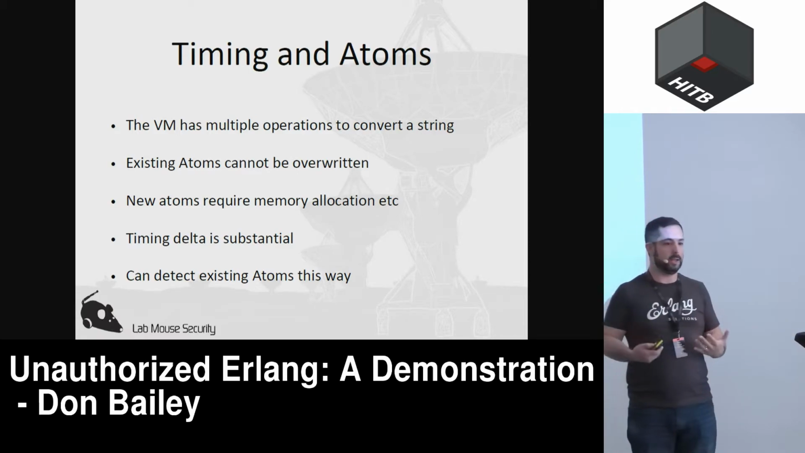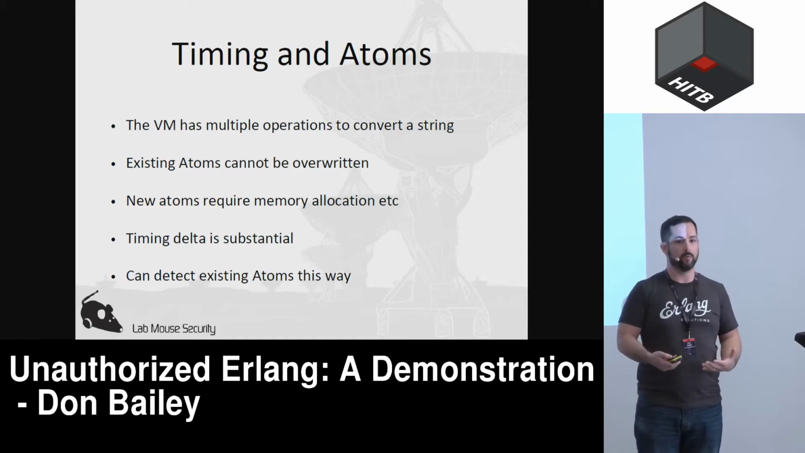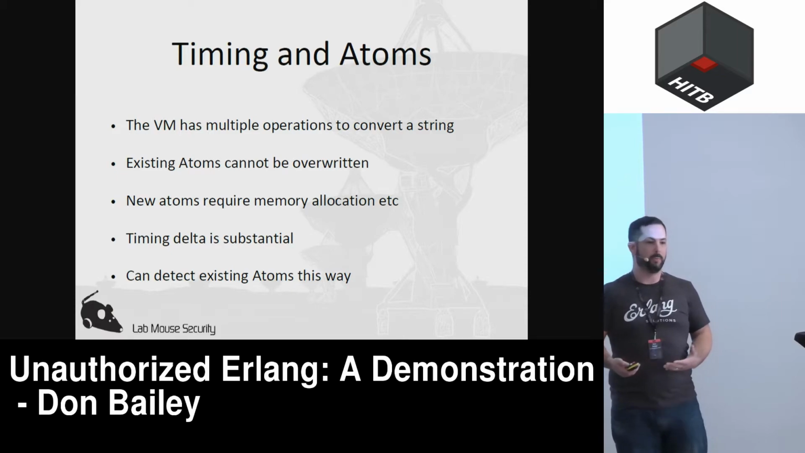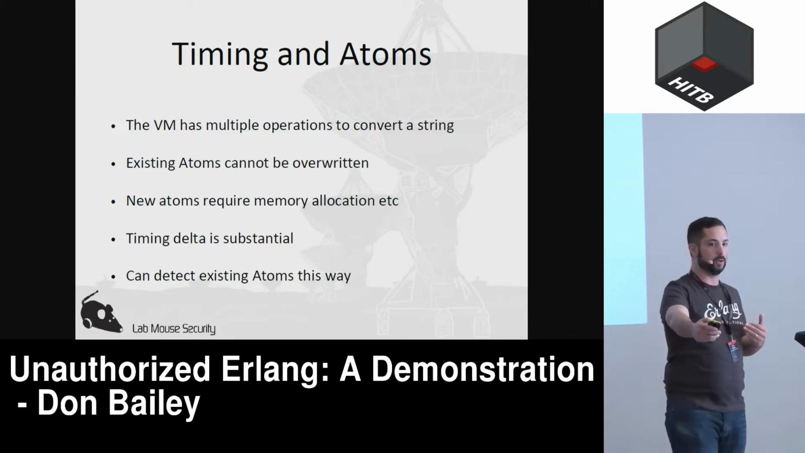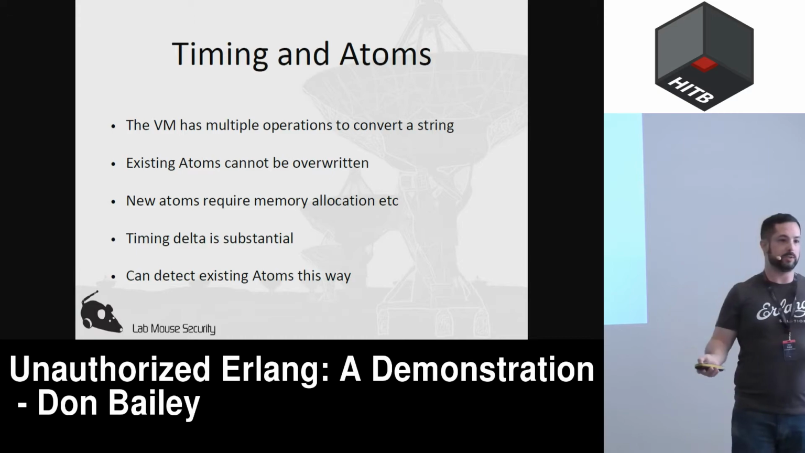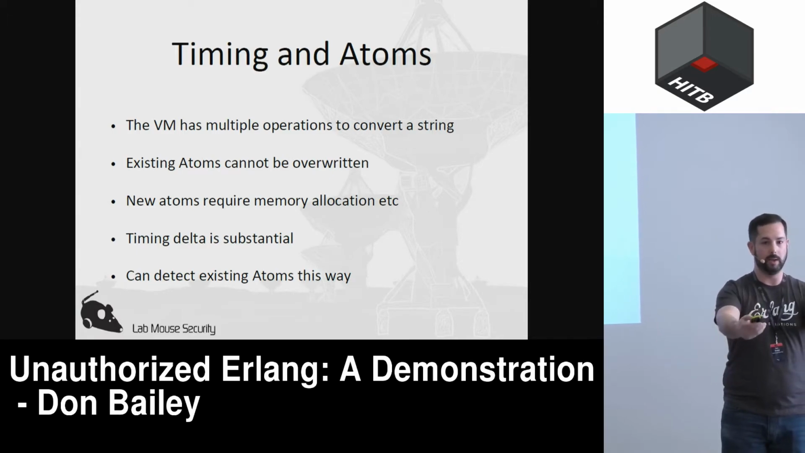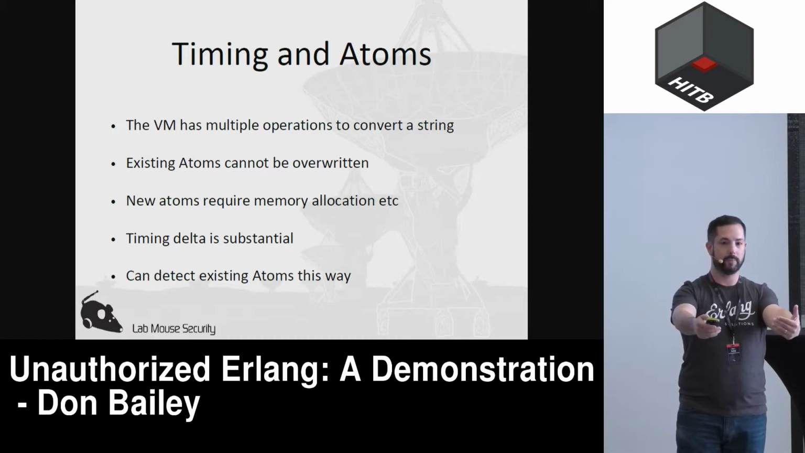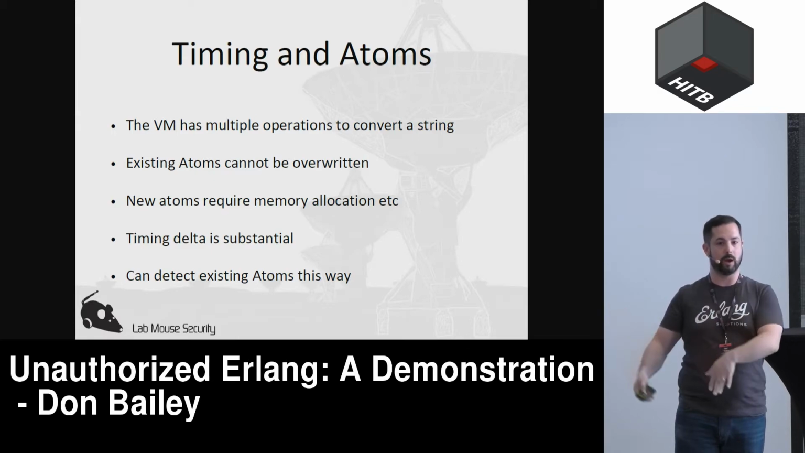So if you're submitting these names remotely over a network connection, you can determine which atoms exist in a system already. Basically, when you connect to an Erlang node, it presents its node name, and you send your node name. Hi, my node name is DonB1, right? It takes that message, converts your node name into an atom, and then submits that to the atom list. If that atom already exists, it drops it on the floor.